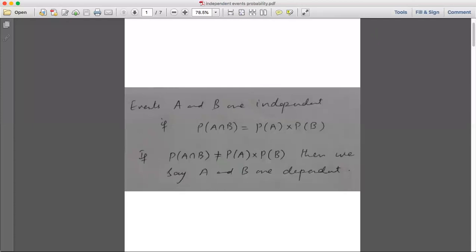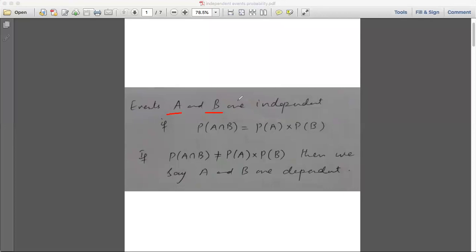Okay, this is the definition of independent events, that we will have two events. For example, as you can see on the screen, we have two events, event A and event B. So events A and B are said to be independent if the probability of either event is not affected, whether the other event occurred or not occurred.